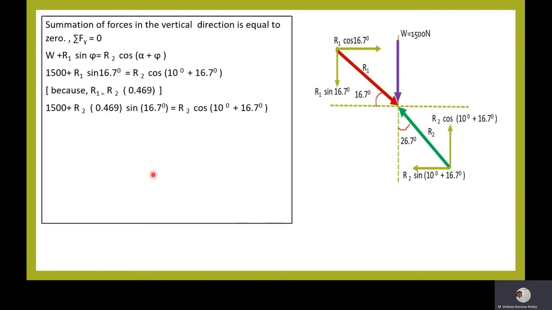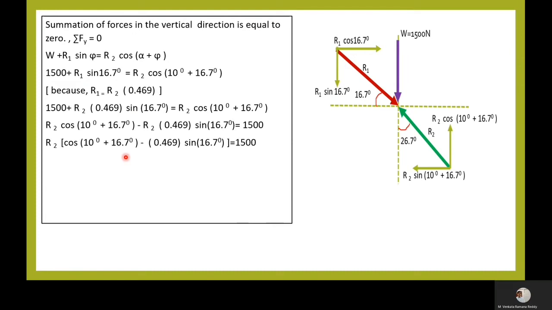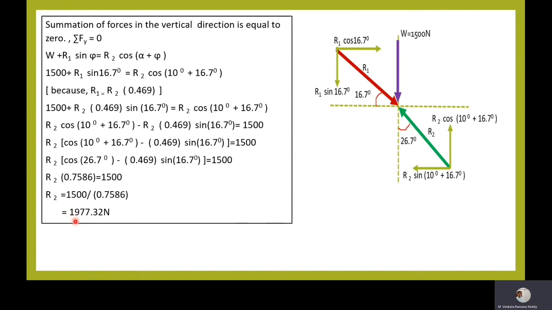After substituting this and simplifying the equation, we'll get R2 is equal to 1977.32 newtons. This R2 value is to be used in the later stage of the solution.